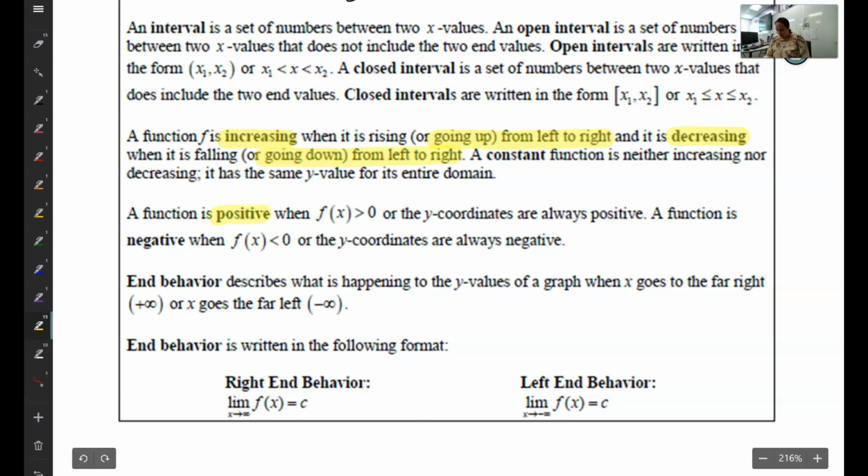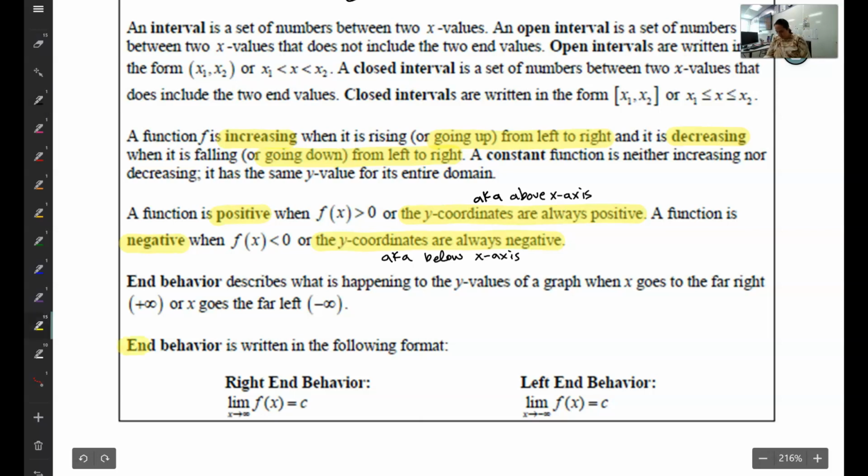Then a function is positive when the y coordinates are positive, and I'm going to have you write aka above the x-axis. Anything above the x-axis is positive. Negative when the y coordinates are always negative, aka below the x-axis.